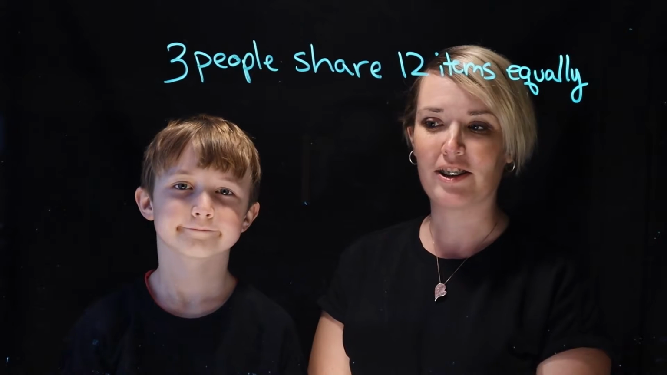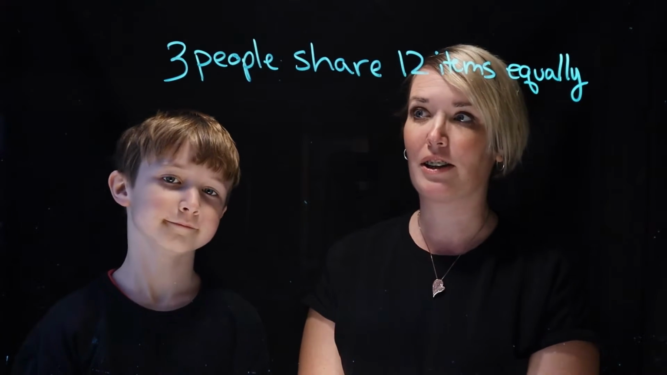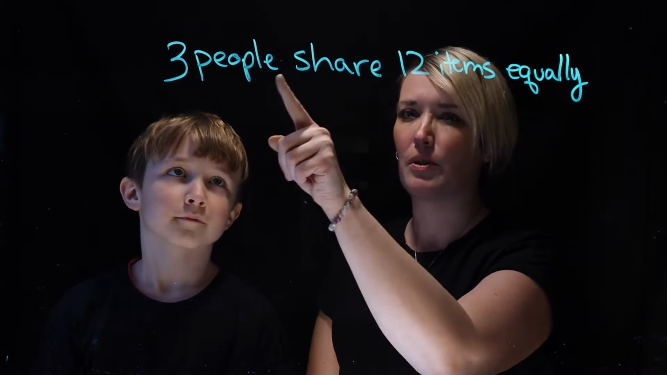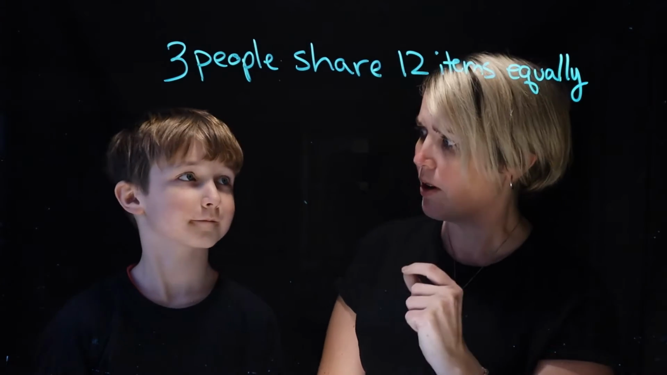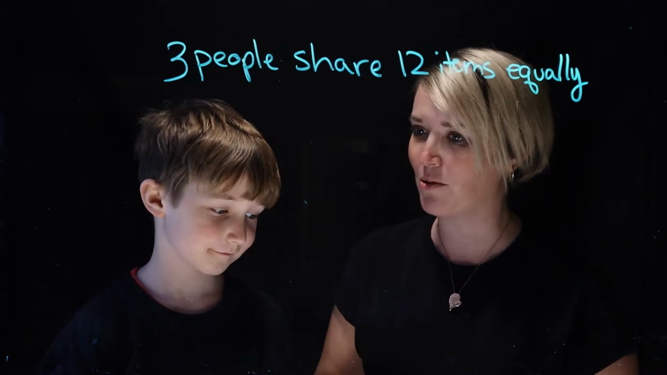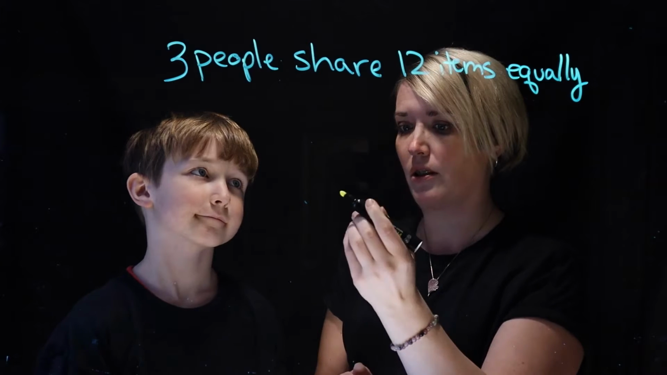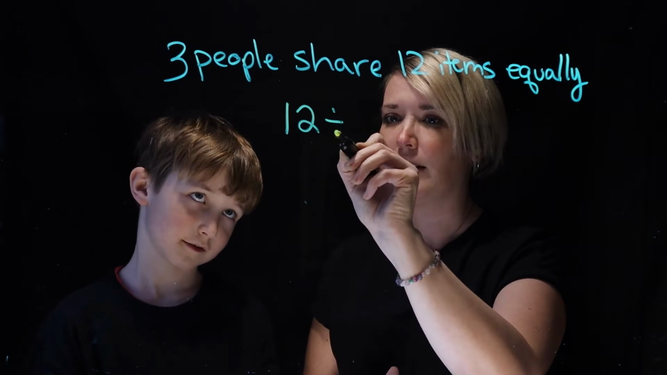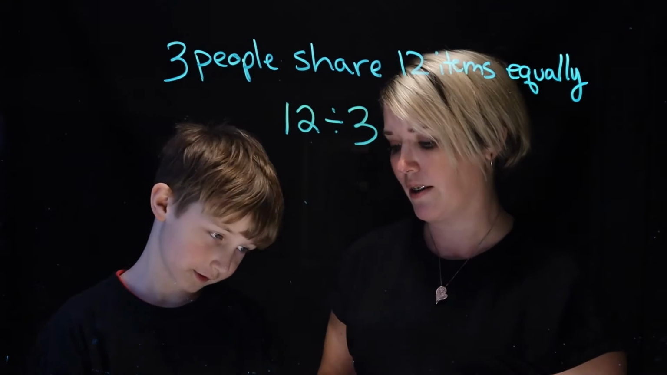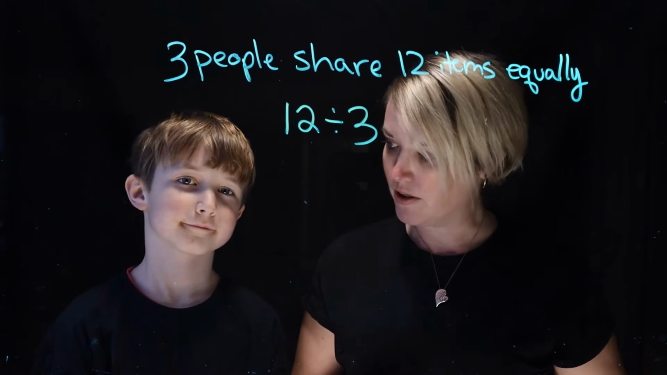Hi, fabulous math learners. I have the amazing Louie here with me to share some really good ideas on how to solve 3 people sharing 12 items equally. Now, that's a whole mouthful, isn't it? It's a lot of words. But you know what? We can write it really short with just a little bit of ink by going 12 divided by 3. Okay. So, how do you want to do this, Louie?